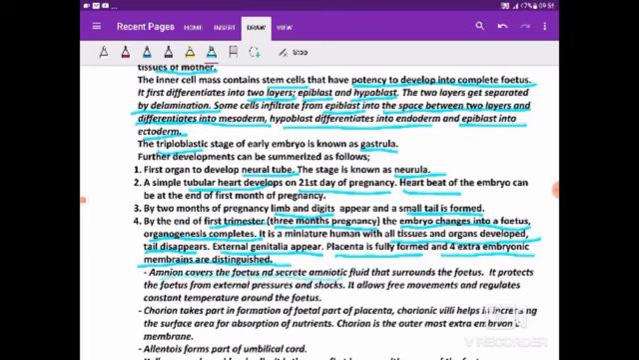Amnion covers the fetus, secretes amniotic fluid that surrounds the fetus, and it protects the fetus from external pressures and shocks, and also allows free movements and regulates constant temperature around the fetus. Then the next extra embryonic membrane is the chorion, that takes part in the formation of the fetal part of the placenta, that is chorionic villi, that helps in increasing the surface area for absorption of nutrients. Chorion also remains as the outermost covering of the fetus, so it is the outermost extra embryonic membrane.